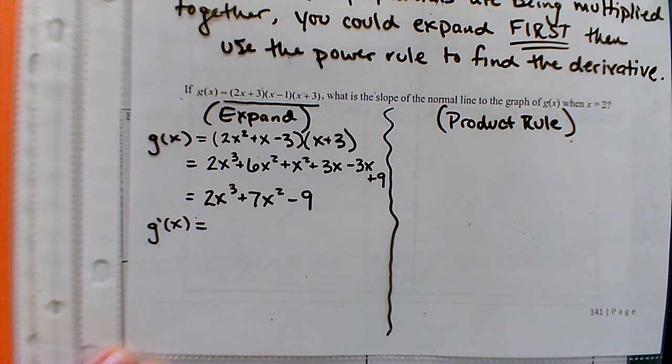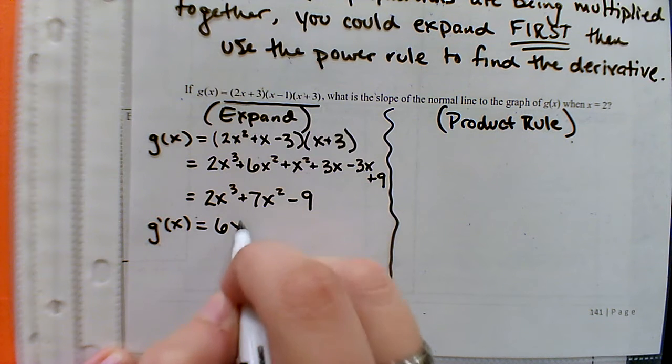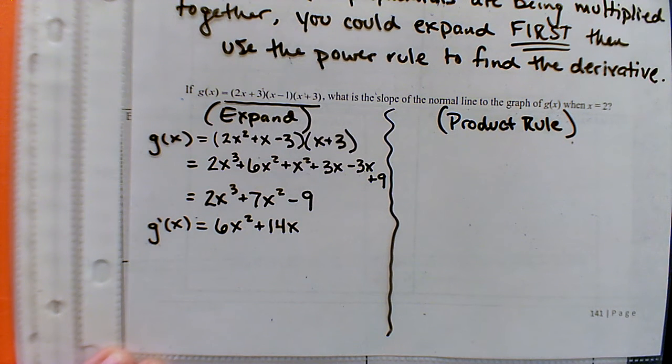All right, can we expand that correctly? Kind of distribution on steroids. 2x cubed plus 7x squared minus 9. Sound about right? Okay. So now that we expanded it, let's go ahead and take the derivative using our power rule, because we have polynomials, we have x's to powers. Looks like we'll get 6x squared plus 14x. Sound good?